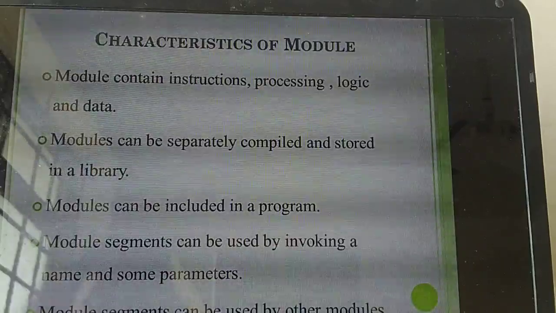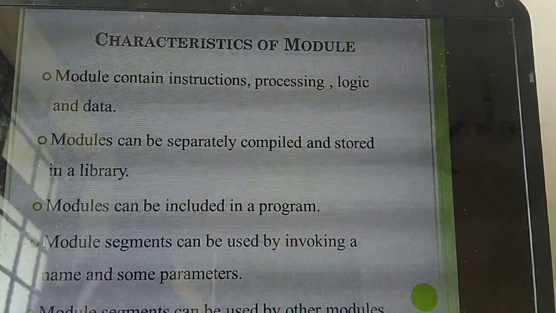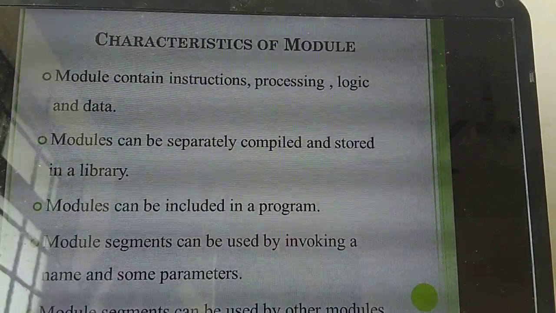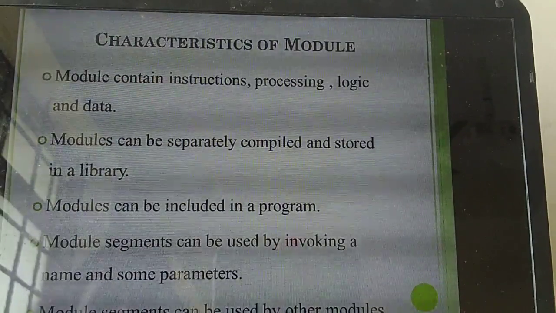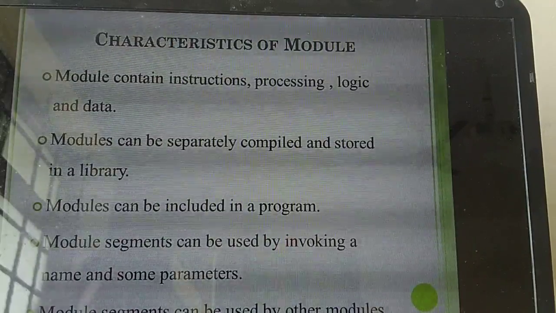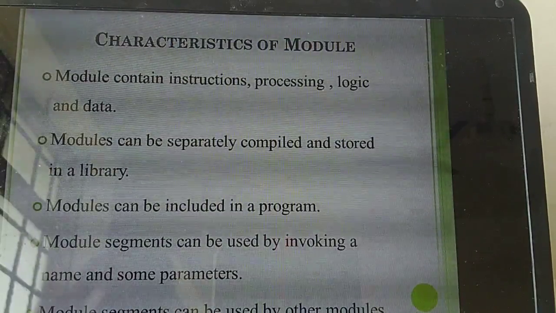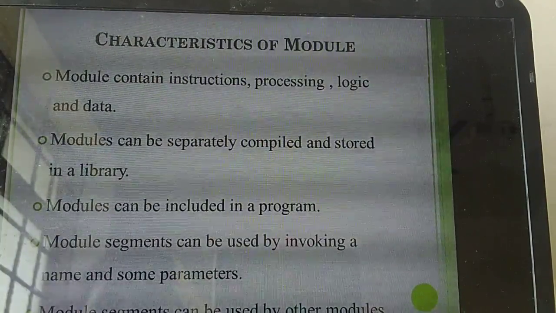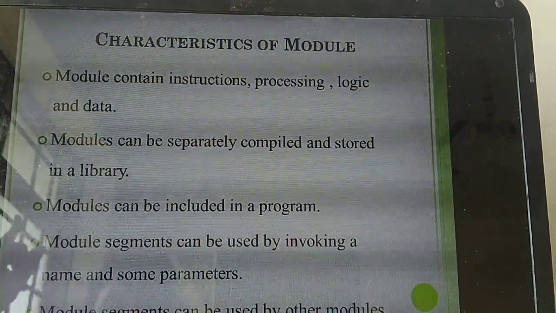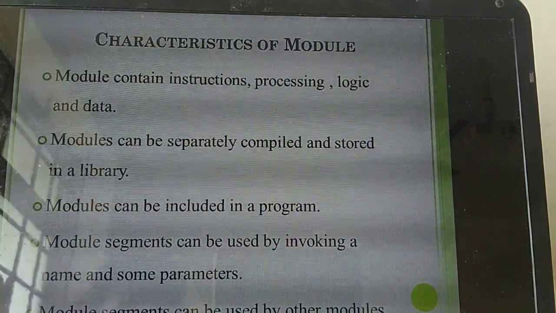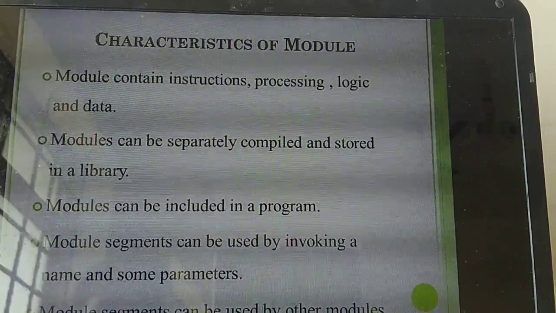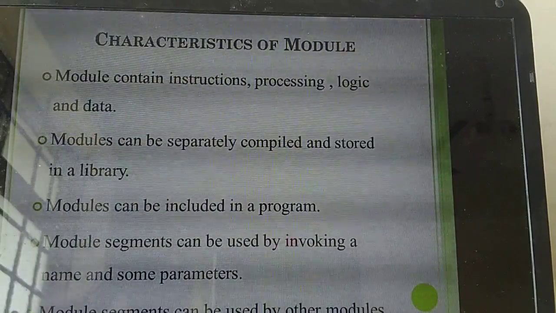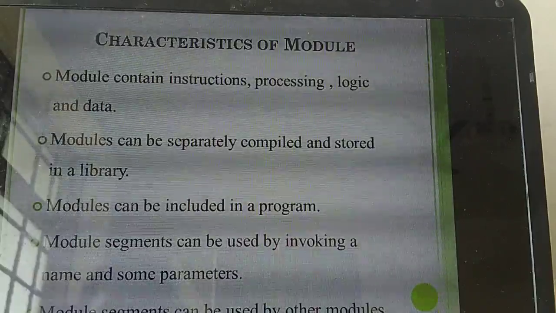So what's the first characteristic? A module contains instructions, processing, logic and data. That means instructions: how you are going to do this program or how you are going to implement it. Then processing: how you are going to run the program and what the output is. Logic and data: what the technology is, what functions you are using, and what variables you are declaring. Understand? What is the first point? A module contains what things? Instructions, processing, logic and data. Understand the first point? Study it now itself, please.